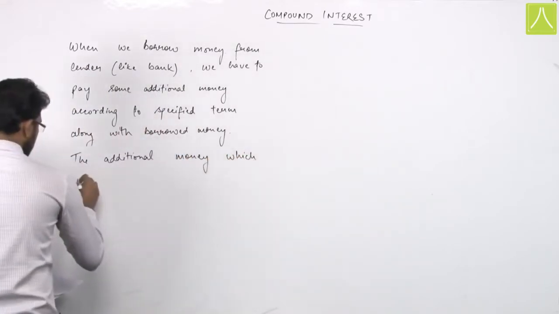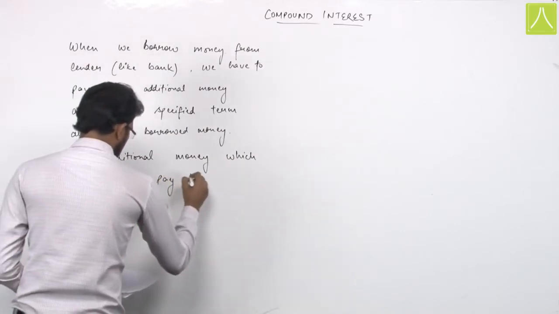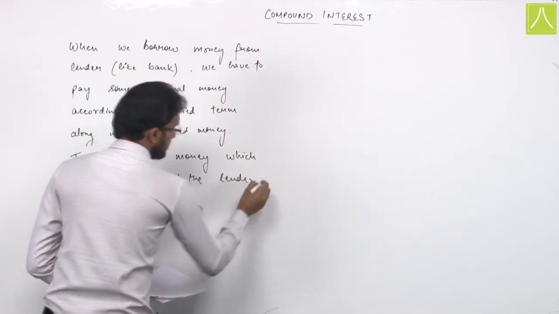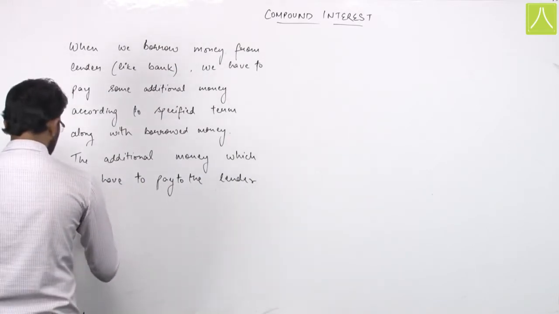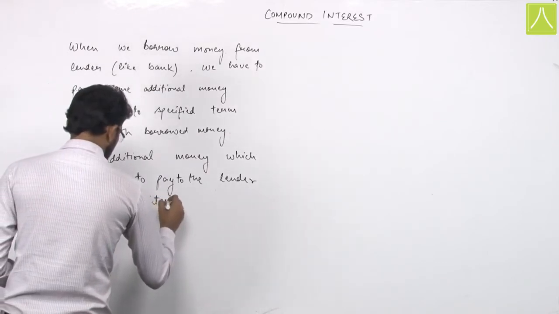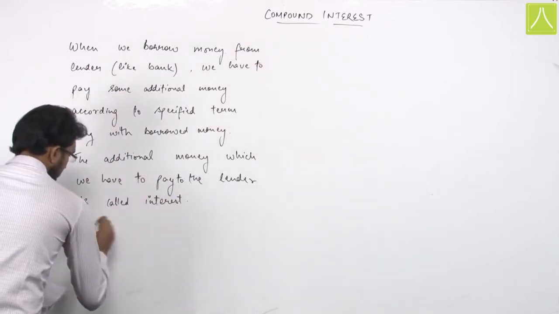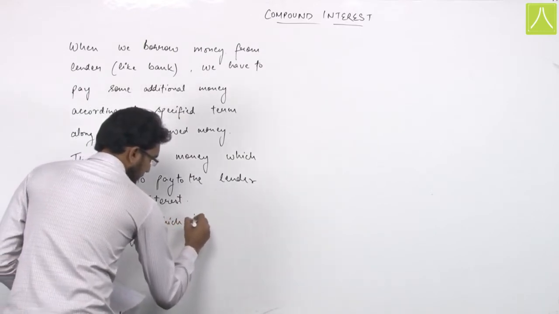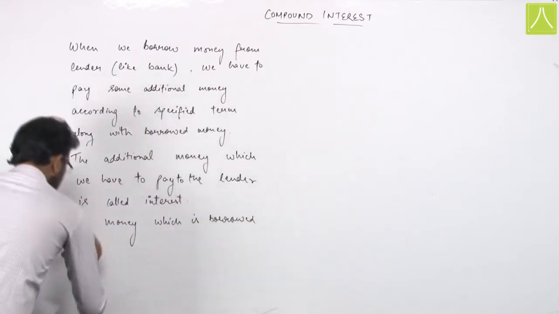The additional money which we have to pay to the lender is called interest. The lender is the person who gives the amount, to whom we owe the amount. And the money which is borrowed is called the principal.